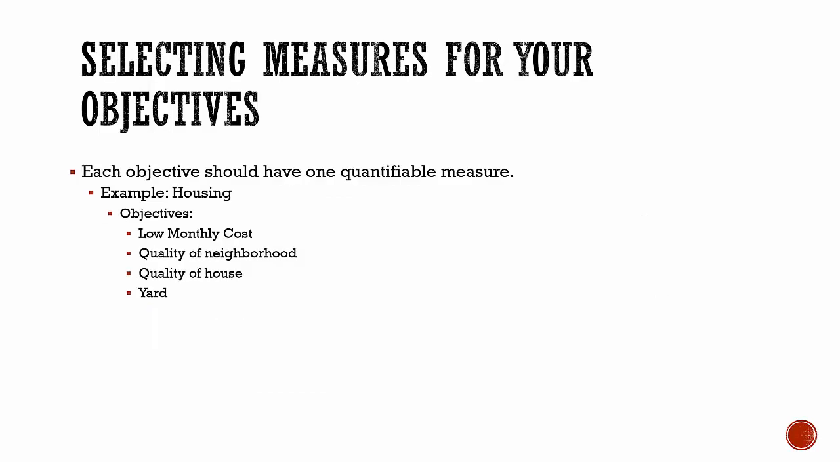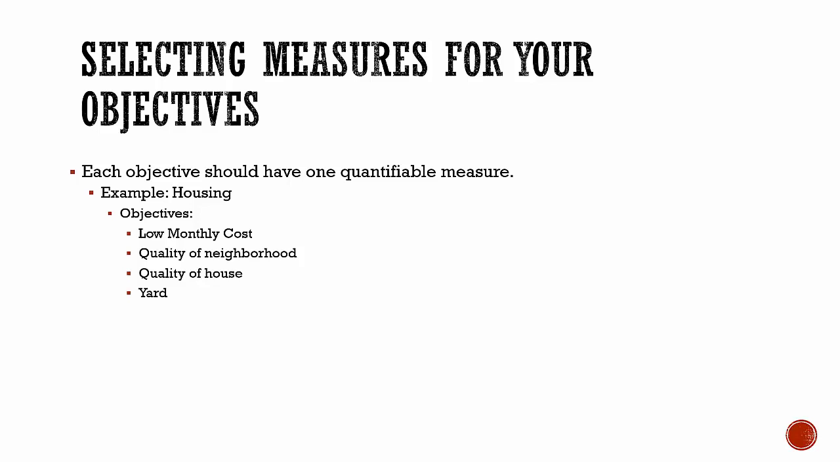So, selecting measures for your objectives. Each objective should have one quantifiable measure. For example, housing. So if we set our objectives with housing were to get a low monthly cost, to get a high quality of neighborhood, to get a high quality of house, and then a yard, and we might want to say that it's a nice yard or it's a large yard, but these are some of the things that we're looking for in a house. Well, we need to go through and quantify these objectives.